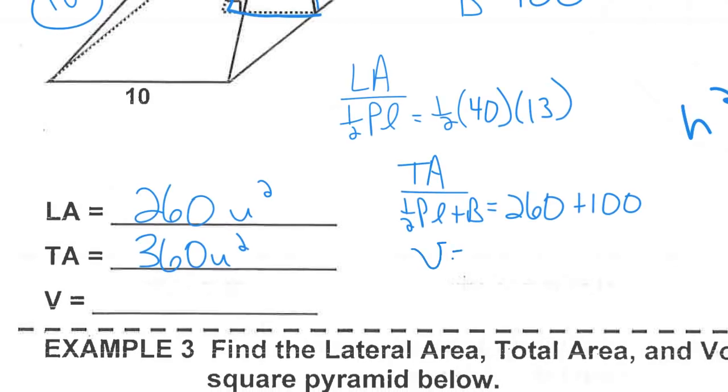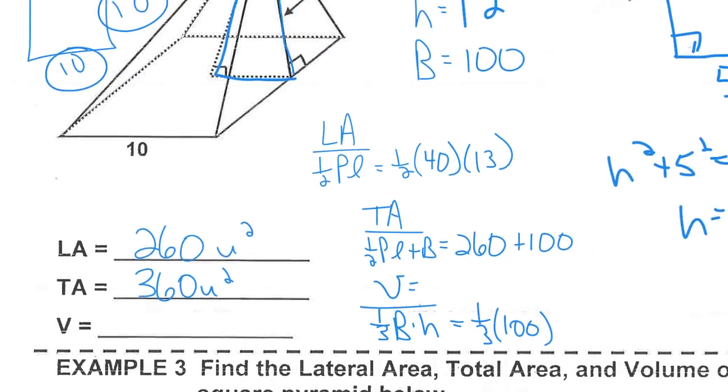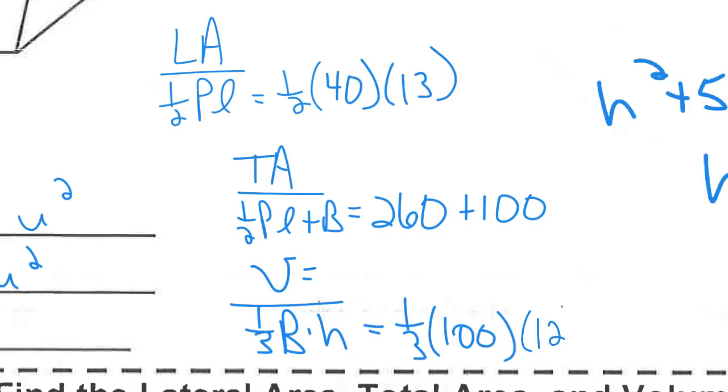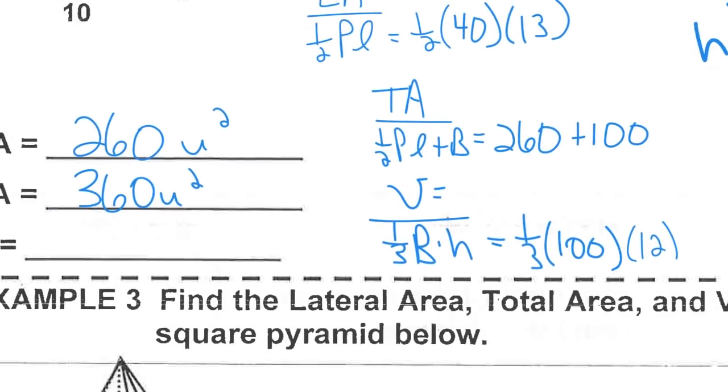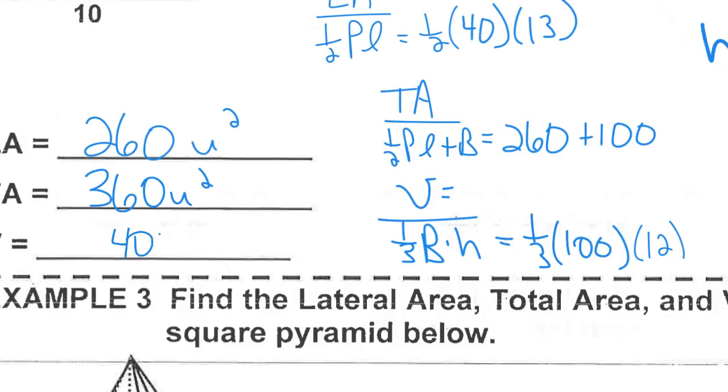And volume. Now don't forget on volume, it's 1/3 big B times H. It's real easy to use 1/2 by mistake. Well, that's 1/3 of 100 times our height, which was 12. 100 times 12 is 1,200. 1,200 divided by 3 gives you the volume, which is 400 units cubed. So it's really not that bad.